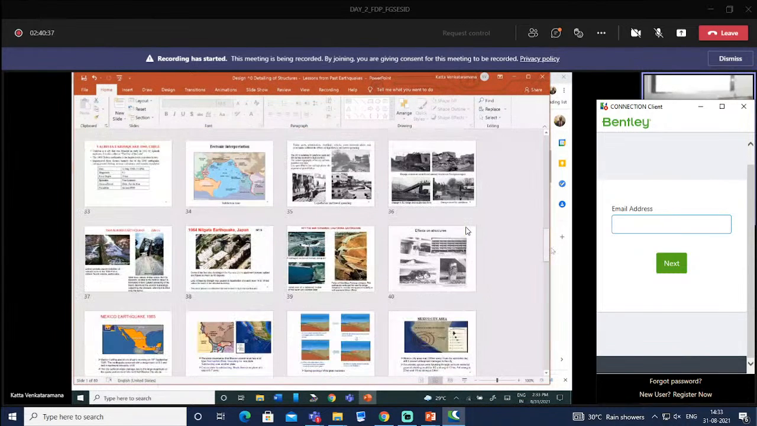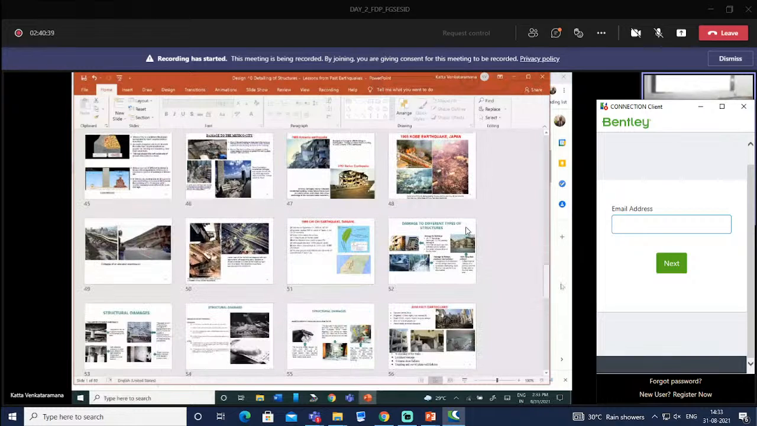Participants have asked another question: should the cantilevered beam or slab be omitted for earthquake resistant design? Cantilever slab we can design. We can design for earthquake loads, no problem. When we provide the reinforcement, we should be extra careful.